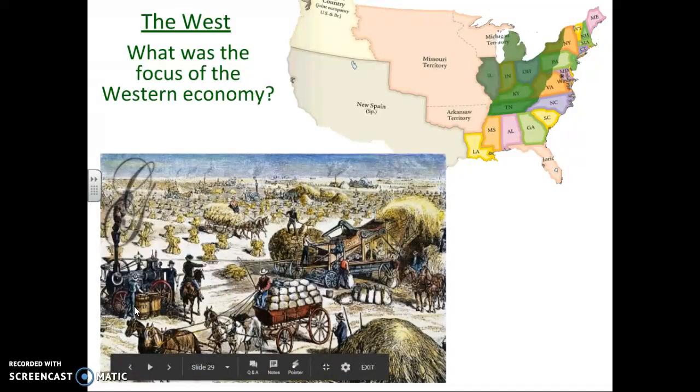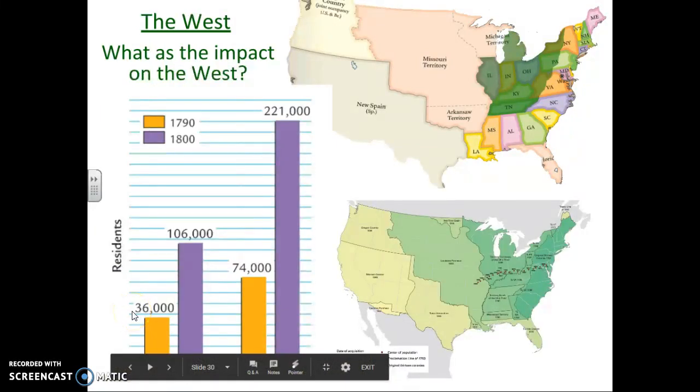So the focus of the Western economy is going to be on crops. States like Illinois, Indiana, and Iowa are eventually going to become the breadbasket states of the country, and even still today they have a huge farming culture because of this 1840s time period. And the impact this is going to have is a mass migration westward.